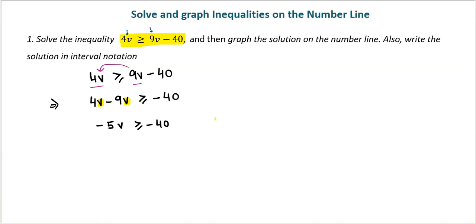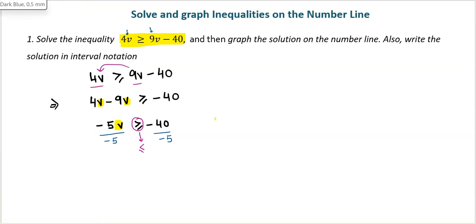Now it's still not solved because we need the value of v, but here it's the value of minus 5v. So for that, we have to divide by minus 5. When we divide one side of the inequality by minus 5, we should divide the other side as well, similar to equations. Now here there is a difference, as the number with which we are dividing is negative. In this case, the sign of inequality gets reversed. So this greater than or equal to will become less than or equal to.